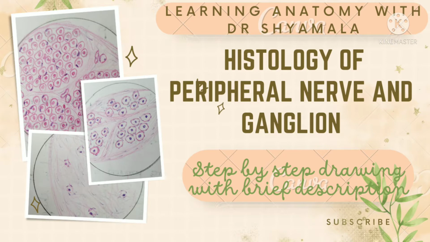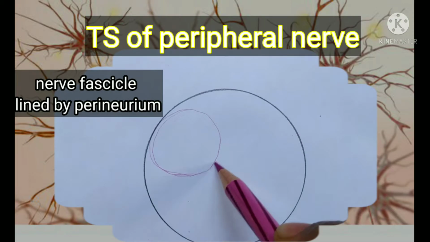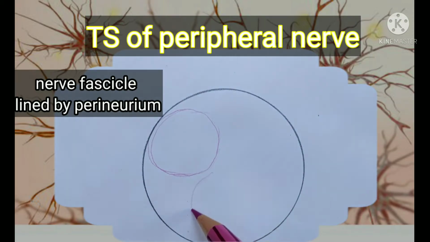Today we are discussing the histology of the peripheral nervous system. We'll begin with the peripheral nerve. I think all of you might have seen the peripheral nerve while doing dissection, like a radial nerve, median nerve and all. It has a covering.